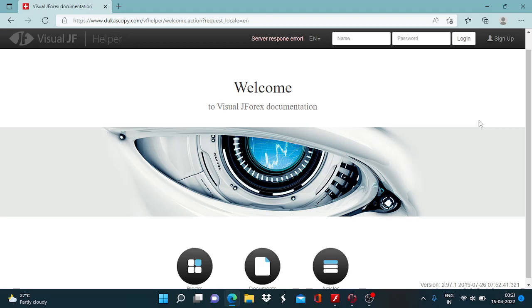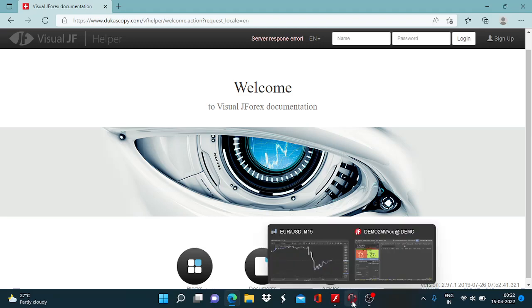Myself, Vaibhav. I welcome all of you to today's session of Visual JForex, in which we will try to complete the algorithmic setup involving the indicator Money Flow Index. This is going to be the third and the final part of this series involving the MFI indicator. So let us now get started.